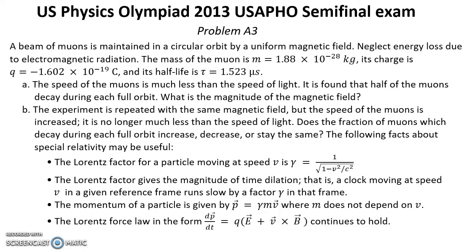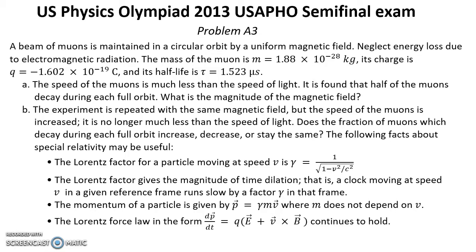US Physics Olympiad, year 2013, USAPHO, Semifinal exam. Problem A3. A beam of muons is maintained in a circular orbit by a uniform magnetic field. Neglect energy loss due to electromagnetic radiation. The mass of the muon is equal to 1.88 times 10 to the power negative 28 kilograms.